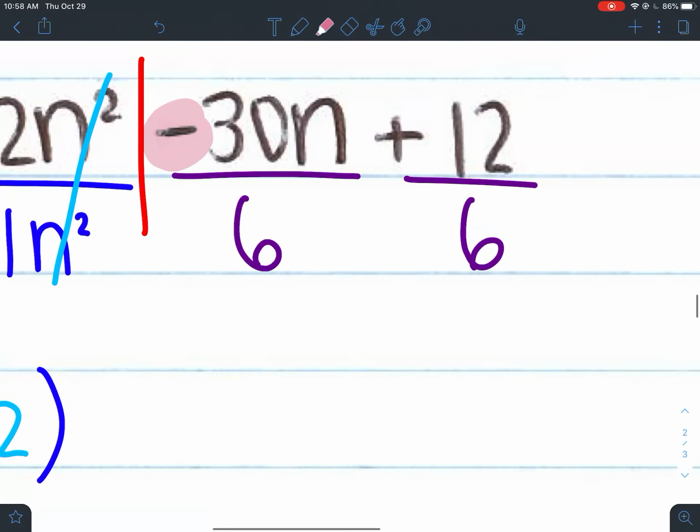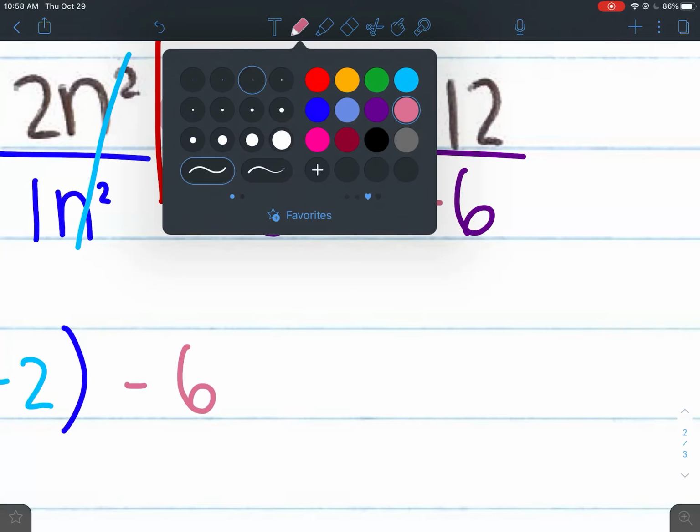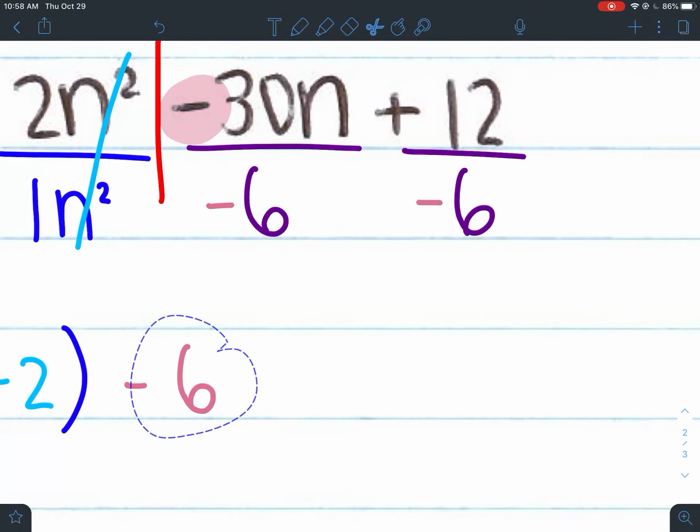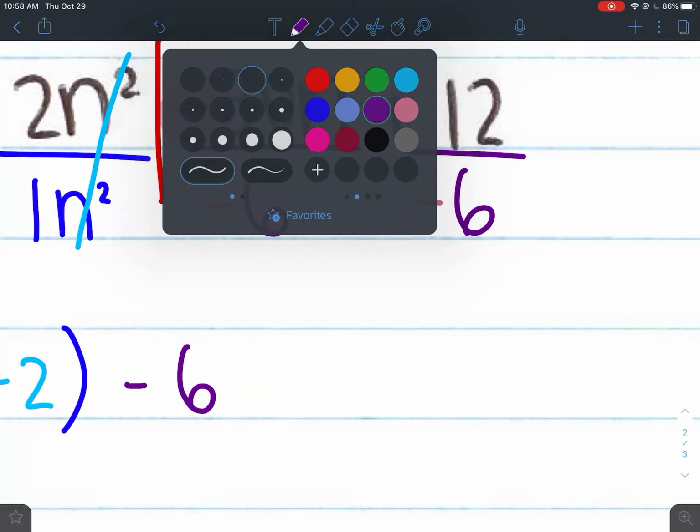Now, because the first term is negative, what does that mean? It means I have to take out a negative 6. And I can't take out any n's because 12 doesn't have any n's. So we have negative 6 here. Oops, that should be purple. My bad. Okay, and then I start my parentheses.